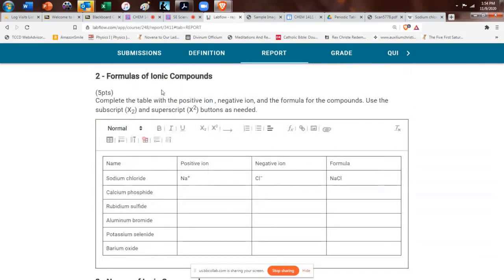After that, you're going to do the formulas of ionic compounds. And so I'll do one of these with you. The rest of these I'll entrust to you, but this first type is relatively simple ionic compounds. There are no polyatomic ions here. You just have to figure out what the charge of the different ions are based on the periodic table.